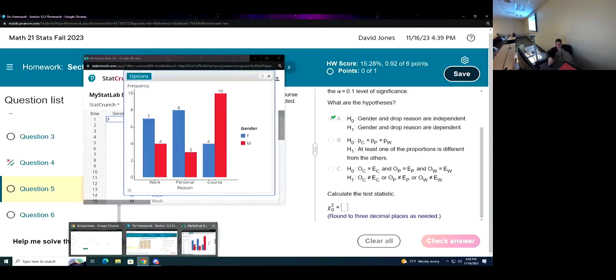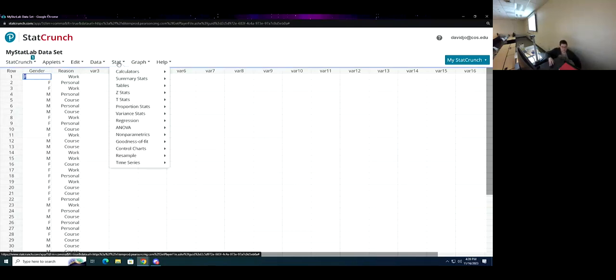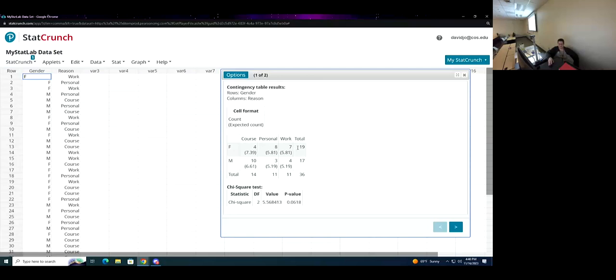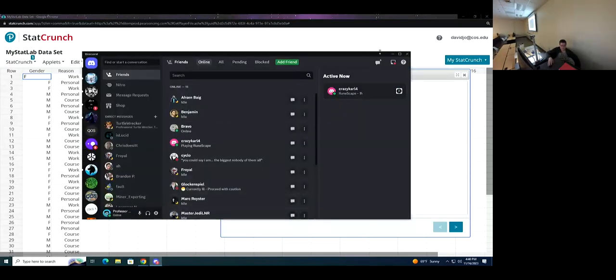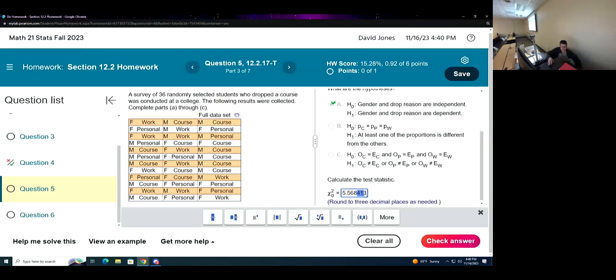Now they want test statistic information. So we already got the data over here. I wonder if we can figure out how to do the contingency tables with data. So our row variable is our gender column, and our column variable is our reason. Let's just see how that looks before we do anything else. That's totally what we wanted. Look at that. Perfect. They wanted our chi-square value. Our test statistic is right there. Not what I wanted to do. And they want us to round to 3 decimal places, which means chopping off 413.